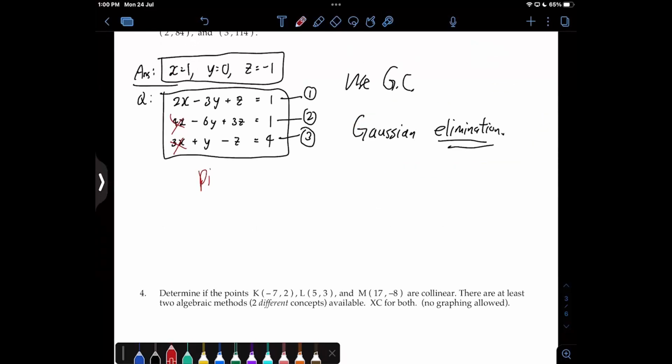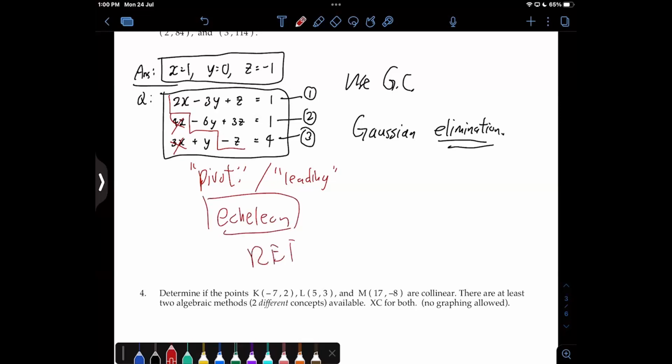They will introduce ideas like pivot or leading term. That's the idea of a staircase and echelon. Row echelon form, REF, and reduced row echelon form. I don't have enough time to explain this. I'm not going to talk about it. Echelon is an airplane formation, a diagonal, staircase shape. Not now. I don't think it's relevant now.